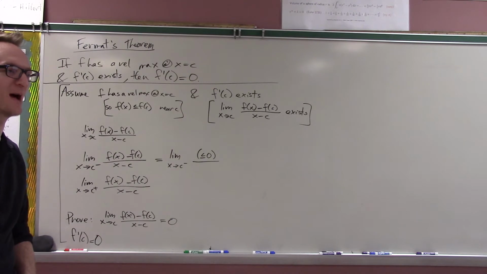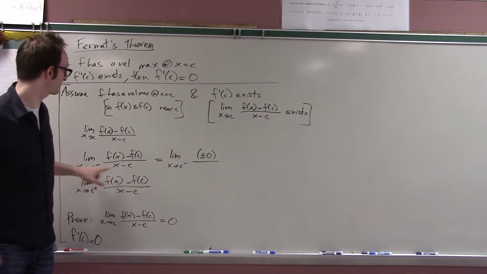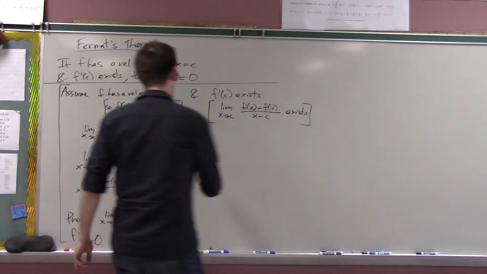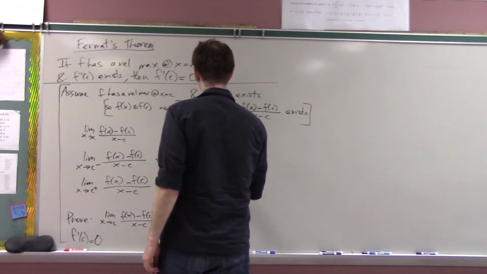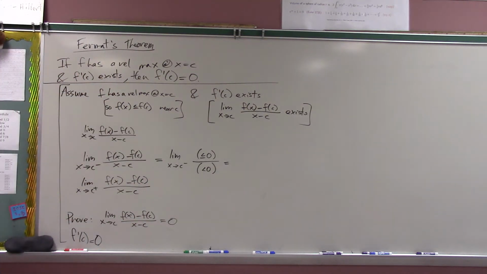Denominator, rest of the class. Guaranteed to be negative, because now I'm approaching c from the left. So x is a number which is less than c, so x minus c is guaranteed to be negative. Okay, so if my numerator is less than or equal to 0, and my denominator is less than 0, what can I say about that fraction overall?